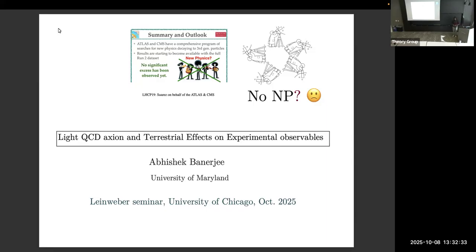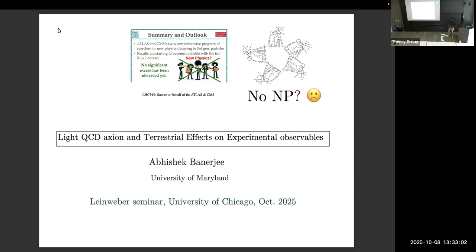So thank you so much for the invitation. Been to Chicago a few days, but this is the first time I'm at the university, so it's great. And today I'm going to talk about some things about light QCD axions and some terrestrial effects on experimental observables. Okay, so let's start. It's a very niche topic, I know.